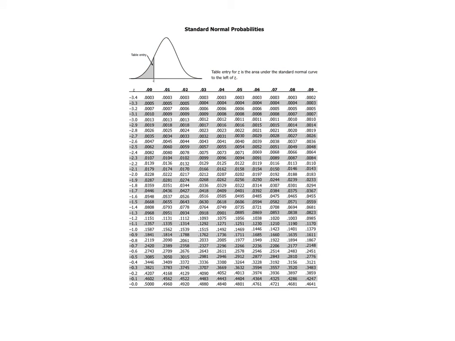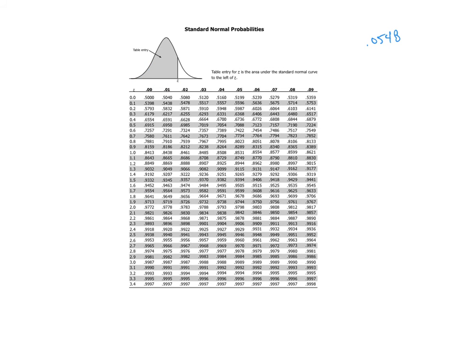So here's where we're going to find our negative 1.60. That's right there. And so what that tells us is that there is 0.0548 of our data to the left of negative 1.6 standard deviations away from the mean. So we're going to keep that number in mind, 0.0548.